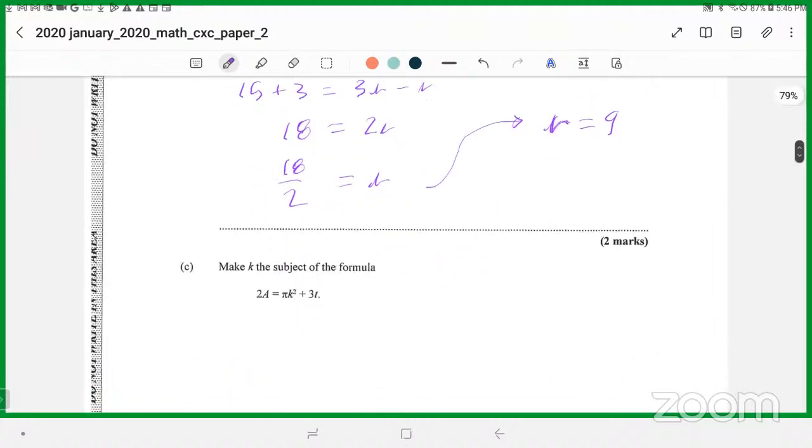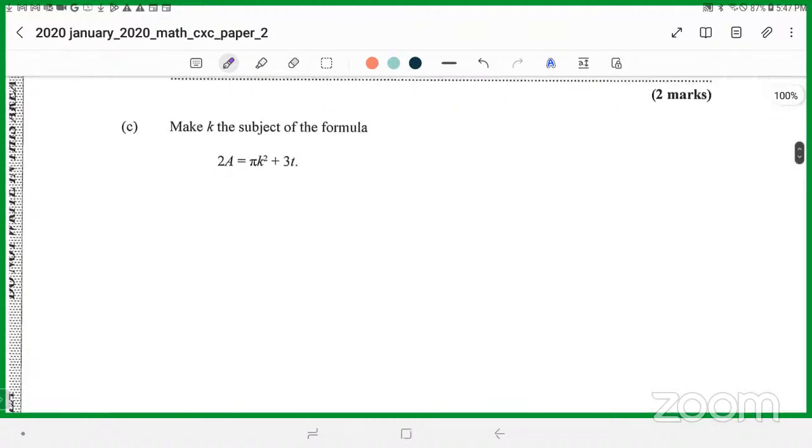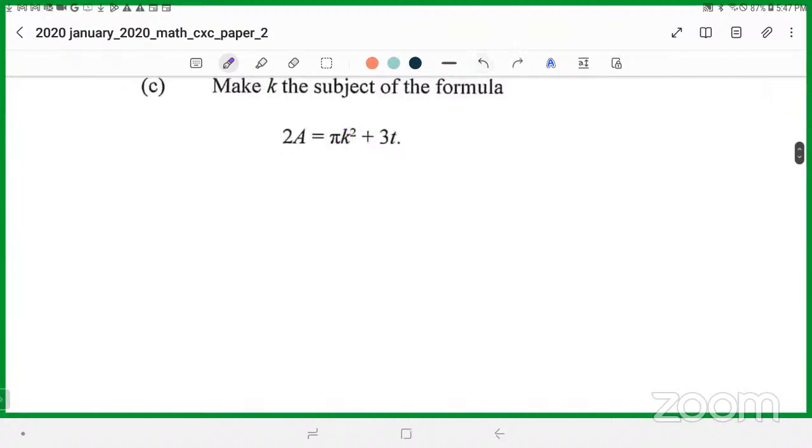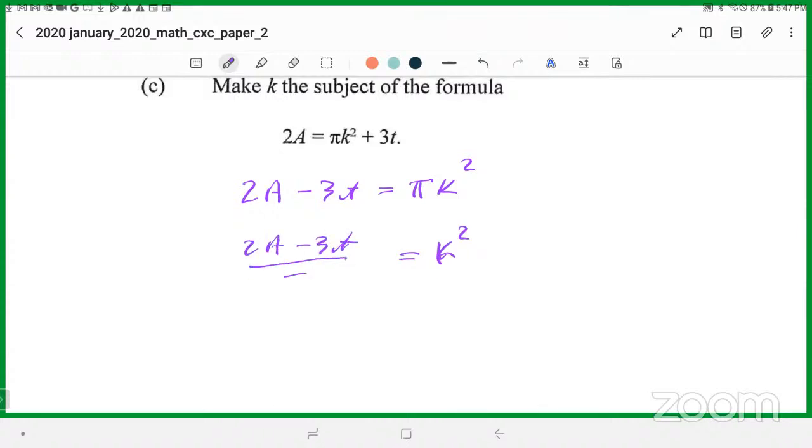Next one. Make K the subject. This is the K. So basically, I want to transpose everything away from this K. First, we're going to move this 3T over here and subtract it. So I'm going to get 2A minus 3T equals pi K squared. I need to move this pi by dividing both sides by pi. For a shortcut, we say since the pi here is multiplying, I'm going to divide it under here. Any way you want to look at it, K squared is going to become 2A minus 3T all over pi.